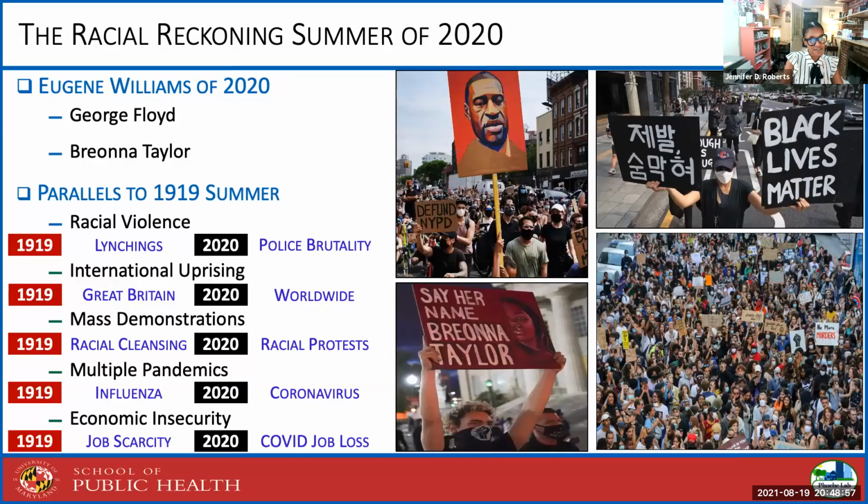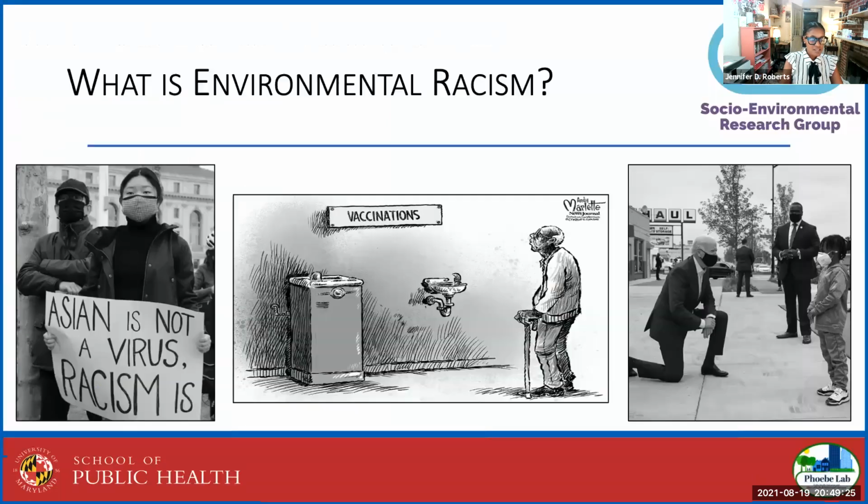And so I've actually identified some parallels between this past summer and the Red Summer of 1919. You can see that there was definitely racial violence. There was international uprising, slightly different, but there were massive demonstrations in multiple pandemics, one with influenza versus with the coronavirus. And then there was economic insecurity. And so you see that it's a little bit of history repeating itself. So now let's see how this all is related to environmental racism.